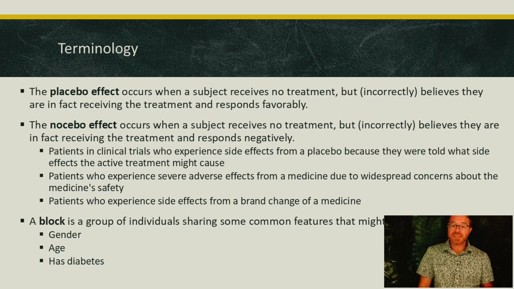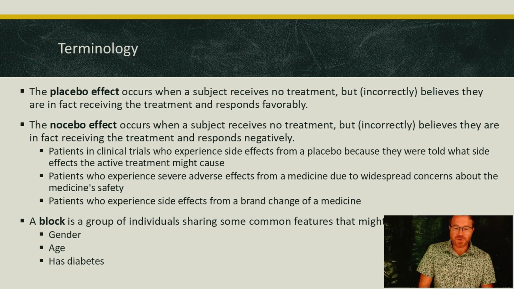This is different from the nocebo effect, which occurs when the person receives no treatment, but again, incorrectly believes that they are in fact receiving the treatment, and then they respond negatively. So this might be someone who, every time they get a shot, seems to get sick. They're so sure that every time they get a shot they're going to get sick. So maybe you give them a fake shot, it's nothing but saline, and then they get sick. So the placebo effect is when they think they got the treatment and they react favorably. The nocebo effect is when they receive the fake treatment and they respond negatively because of it.